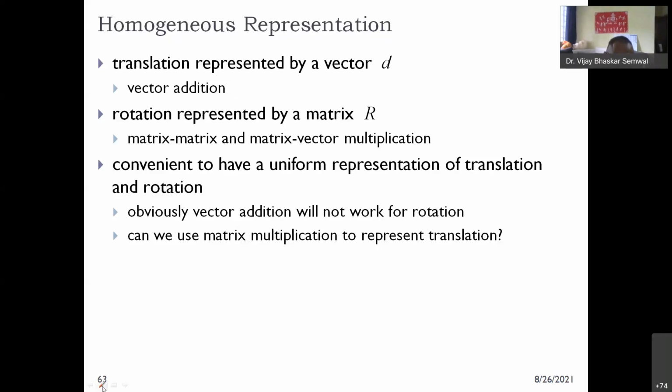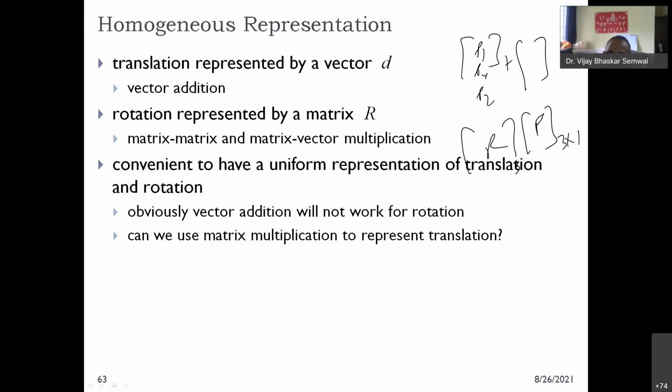When you have translation only, you can just have px, py, pz, and you do addition. In case you have a rotation matrix, you can multiply it with this one. This is 3x1 and this is 3x3. You will get a 3x1 after another rotation. So it is convenient to have a uniform representation for translation and rotation. Make one matrix, no need of creating a separate matrix.